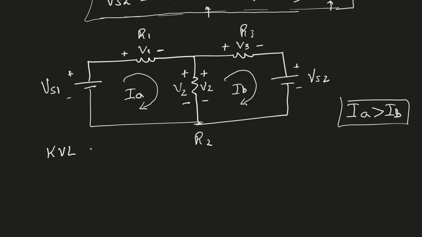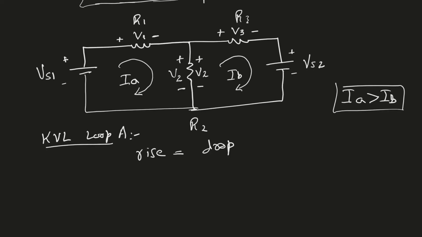So KVL to loop A. We know that voltage rise is equal to voltage drop. I'm going to start from this point A, and I will move clockwise. I see a voltage rise of VS1, and then I see a voltage drop of V1, and a voltage drop of V2 in this loop. In this loop, we have only these three voltages. So that's the KVL for loop A.